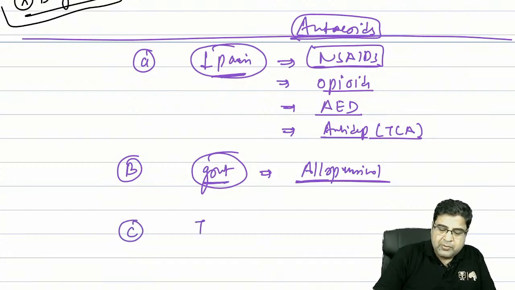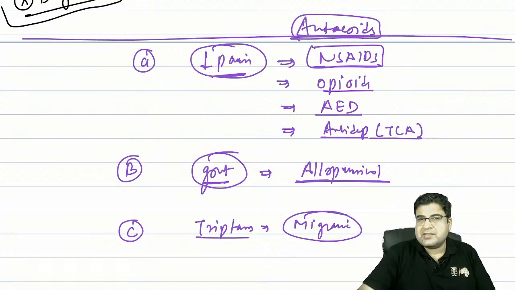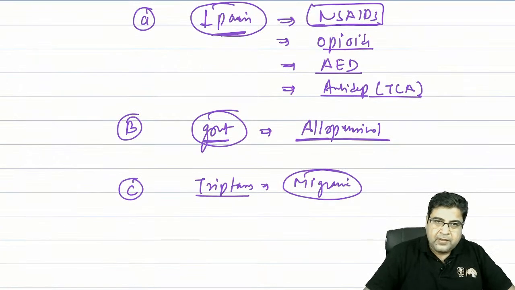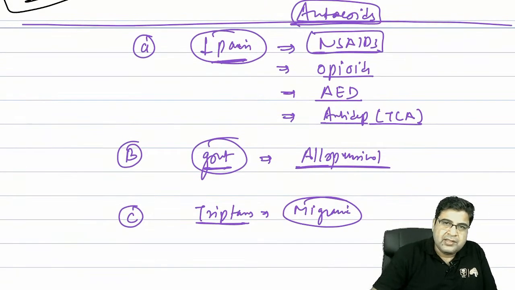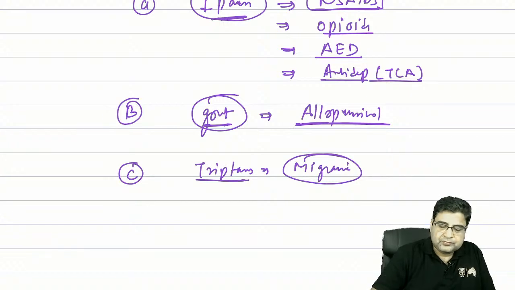You have to read about the triptans. Triptans are the drugs that we use for migraine. So this can be asked in your exam, right? So triptans, gout, and painkillers can be asked. This is the only thing that is important in autocoids.